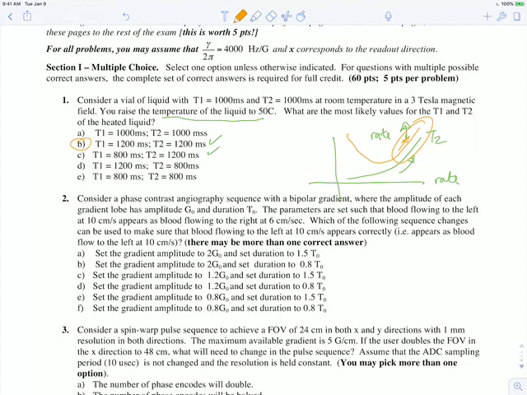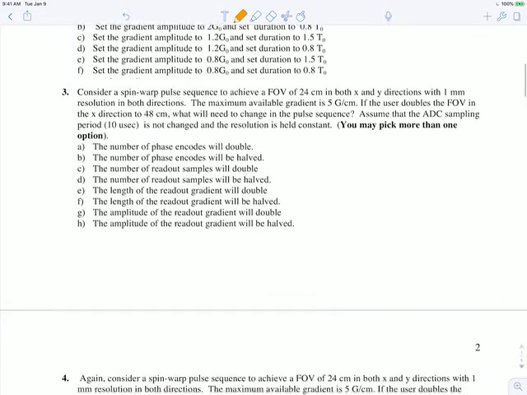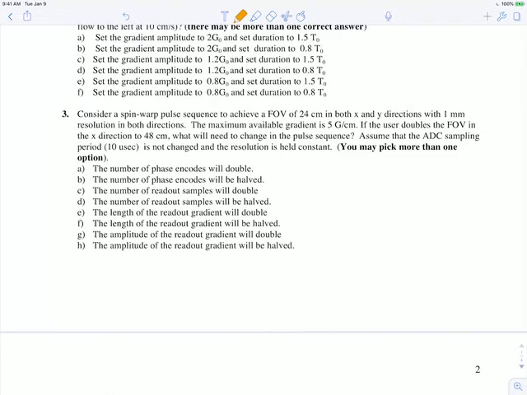Okay. We are going to skip the phase angiography one. We might pick that up on Tuesday. Let's go do number 3.